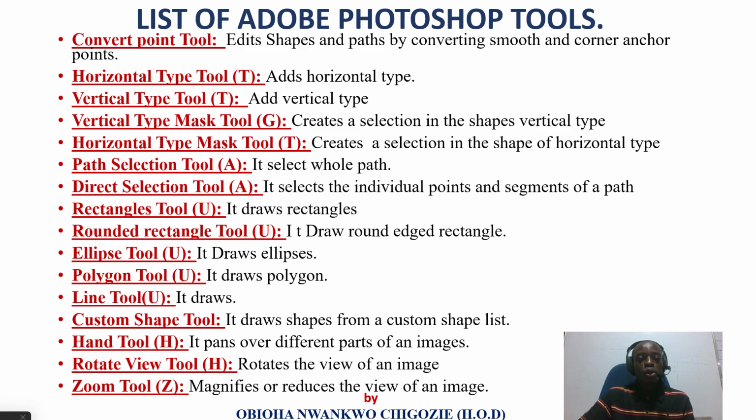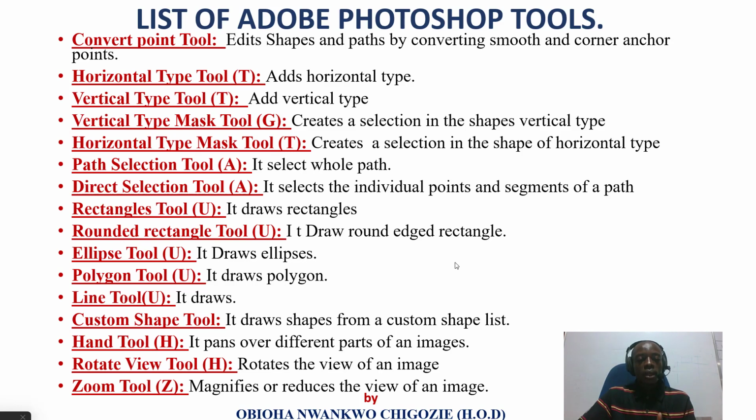You have the rectangle tool, which draws rectangles. You have the rounded rectangle tool, which draws round-edged rectangles. You have the ellipse tool, which draws ellipses. You have the polygon tool, which draws polygons. You have the line tool, which draws lines, and the custom shape tool, which draws shapes from a custom shape list.